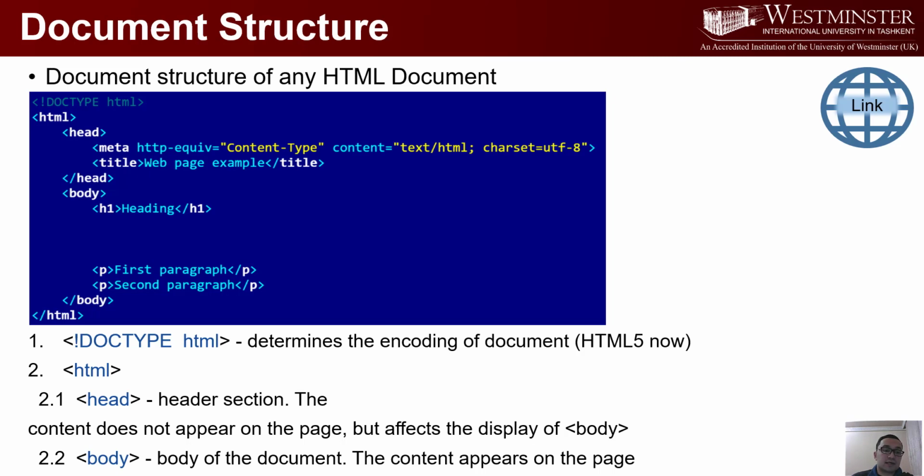However, inside this head you can write some title, you can write some style, and you can write some meta text so that it will influence the appearance of your web page. The next tag is the body tag. Body is used for the body part of your document. Whatever you write inside body will appear in your browser. Here, what appears in our web browser is the word heading and two paragraphs, first paragraph and second paragraph.